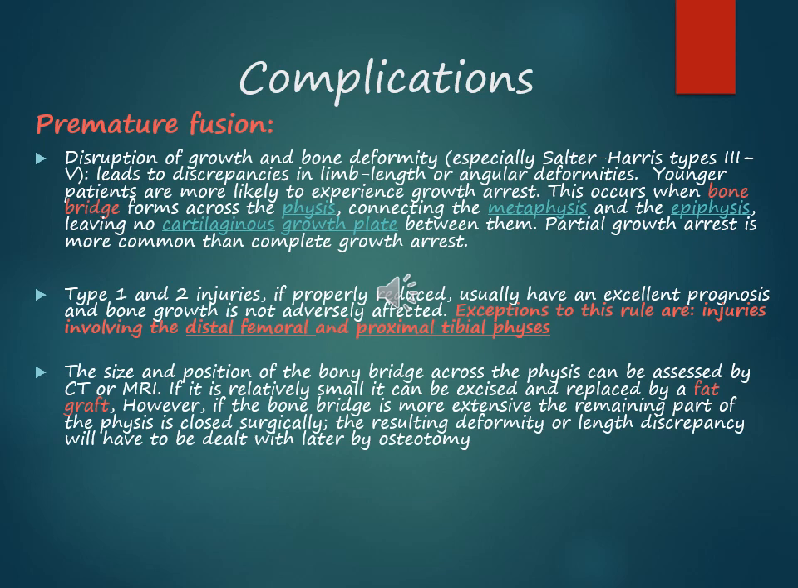So the information that you need are the age, the gender of the patient, and the site of the injury. Now, sometimes you get a complete growth arrest, and sometimes you can get a partial growth arrest, which means that the growth becomes slower. It does not stop completely, but it becomes slower through that affected growth plate.